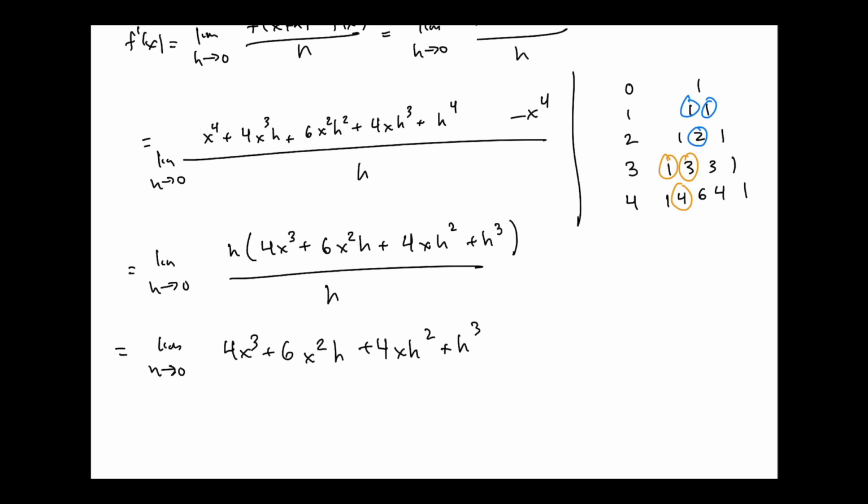Okay, thanks. Good. All right, so now that we got everybody straight, what do we notice? Everybody has an h attached except for the very first one. And if h is going to 0, what happens to everybody but the very first one? They're all gonzo, okay? And so what's left is just the 4x cubed, which matches our pattern, right? So x to the 4th, what would the derivative be? 4x to the 4 minus 1, or 4x cubed.